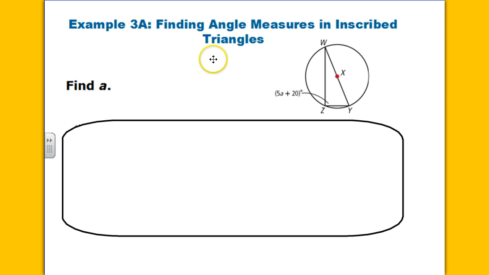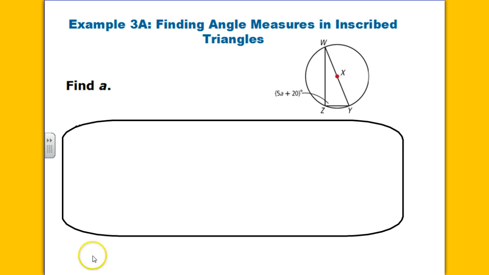So if we see that a chord is subtending a circle, and we know now that the triangle that's formed here is a right triangle, we now can fall back on all the things we know about right triangles. So can you find A in degrees?